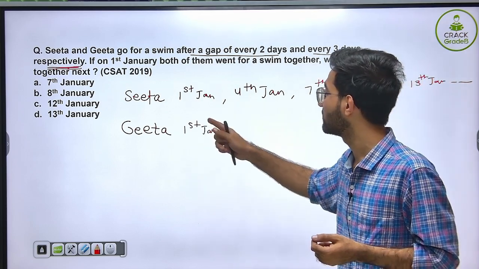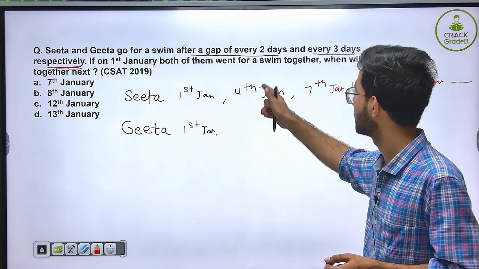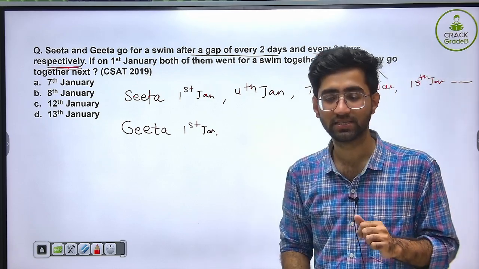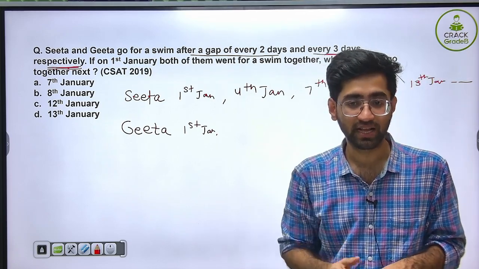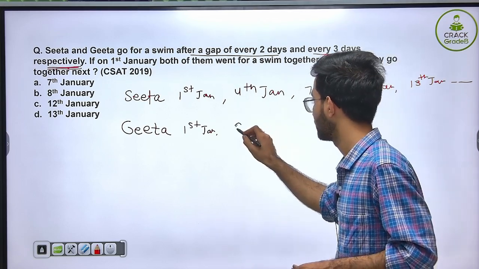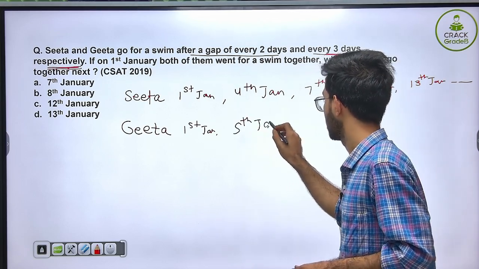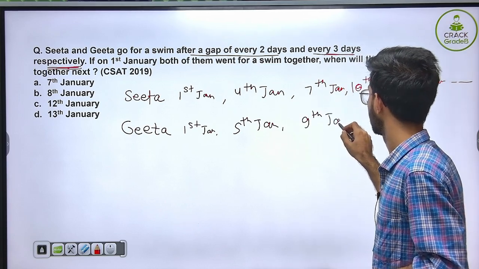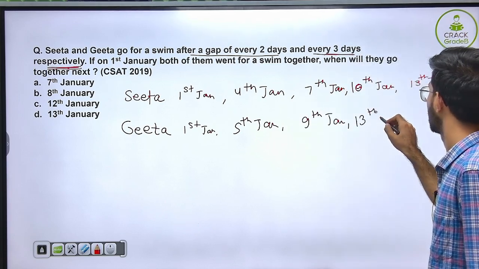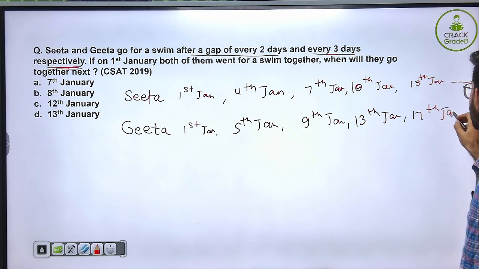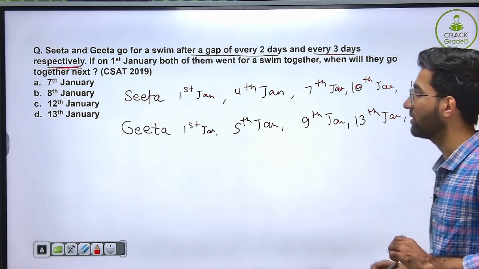So Gita, if Gita went for swimming on 1st January and takes a gap of 3 days, means Gita will not go on 2nd, 3rd, 4th, means Gita will go on 5th January, right? Then Gita will go on 9th, then on 13th, then on 17th, and so on. Now read the question.